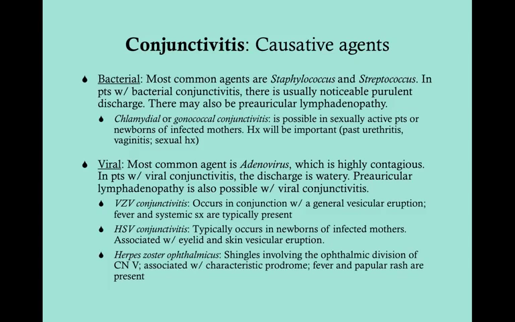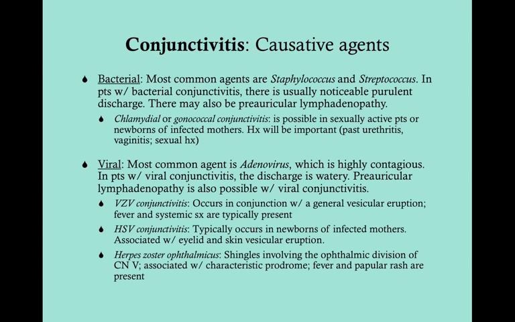And then herpes zoster ophthalmicus is essentially shingles that infects the eye. And it infects the eye because that shingles virus has infected that first division of the trigeminal nerve, which is the ophthalmic nerve, and that will affect the conjunctiva as well as the skin that the ophthalmic division is associated with. And this is associated with that characteristic prodrome.